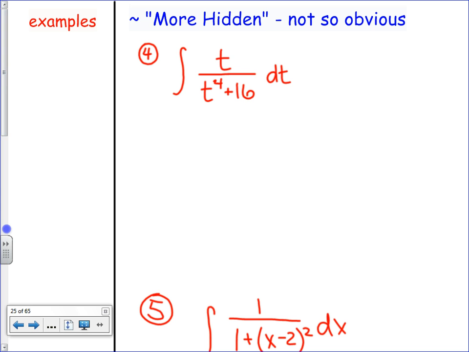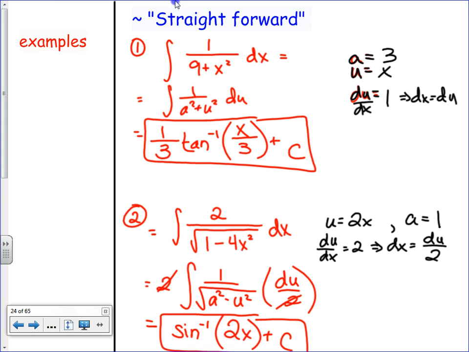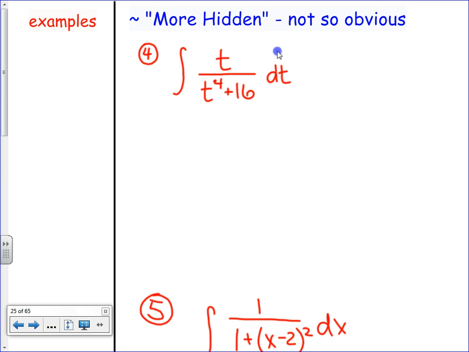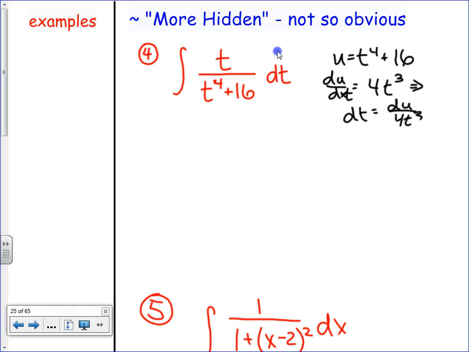Hey guys, what was the title of this page? Straightforward. Bravo. Uh-oh. Those are the straightforward ones. How about this one? Oh, that's u sub, like in the normal sense. U is just going to be t to the 4th plus 16, right guys? No. It's the whole denominator. And then du dx, I know you told me no, but I'm still going, 4t cubed. So then dt is going to equal du over 4t cubed. And I plug him in and I don't cancel everything.